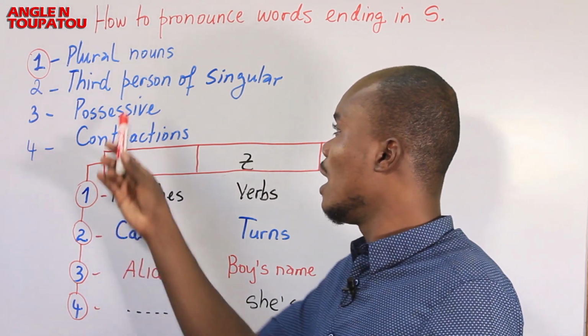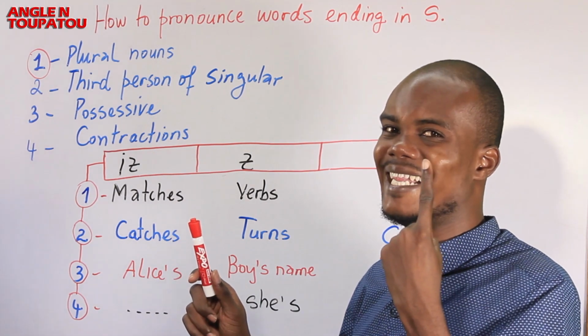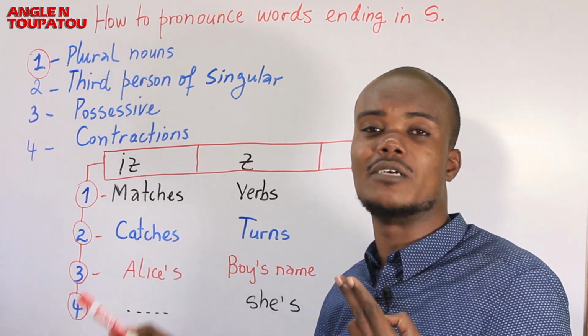Don't worry, guys. At the third person of singular, verbs. Now I'm talking about verbs, not nouns. I was talking about nouns before, and I'm here talking about verbs.